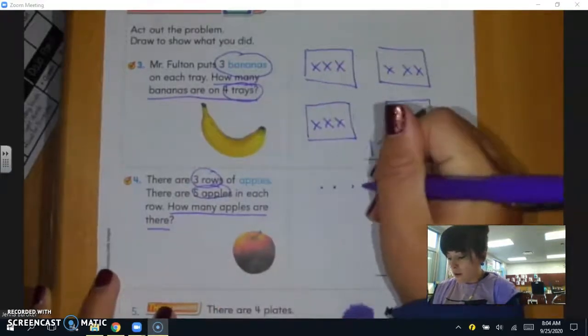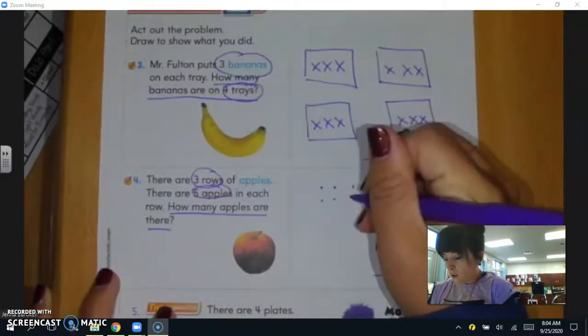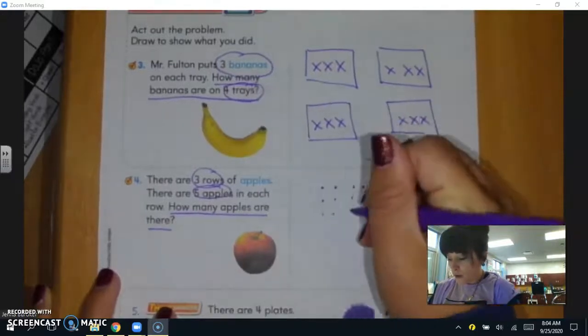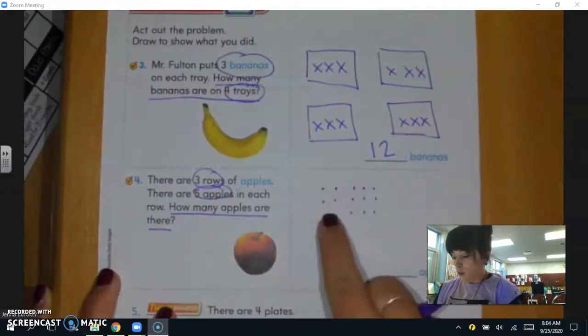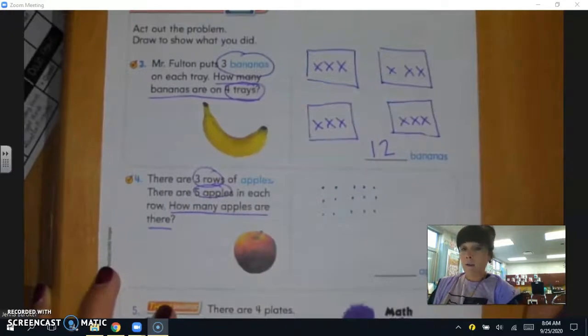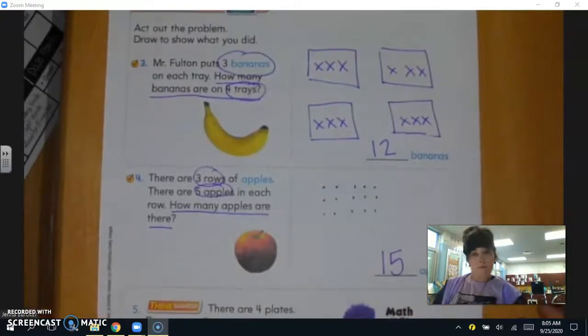1, 2, 3, 4, 5. There's 1 row. 1, 2, 3, 4, 5. There's 2 rows. 1, 2, 3, 4, 5. There's 3 rows. So we have 1, 2, 3 rows of 1, 2, 3, 4, 5. All right, now we just got to count those dots. Hopefully you counted yours, and the answer is 15. How do we do second grade?